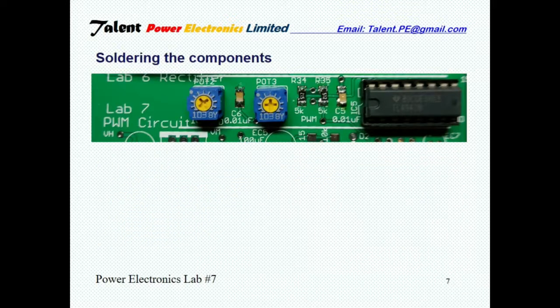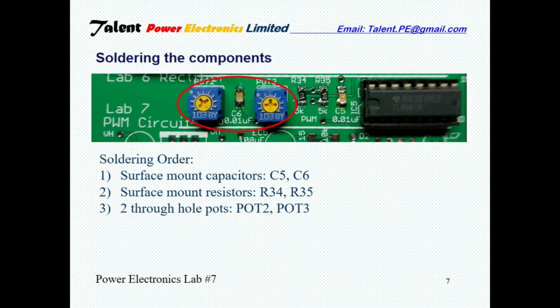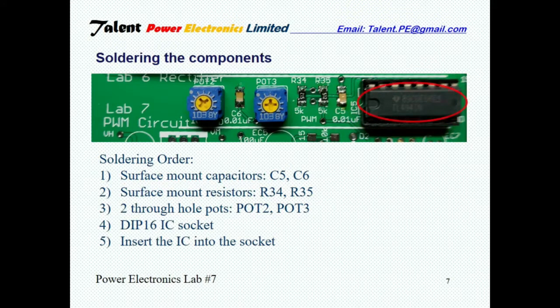The recommended procedure for soldering the components is: 1. Surface mount capacitors, C5, C6. 2. Surface mount resistors, R34, R35. 3. 2 through-hole potentiometers, pot 2, pot 3. 4. DIP16 IC socket. 5. Insert the IC into the socket. Now the prototype is completed.